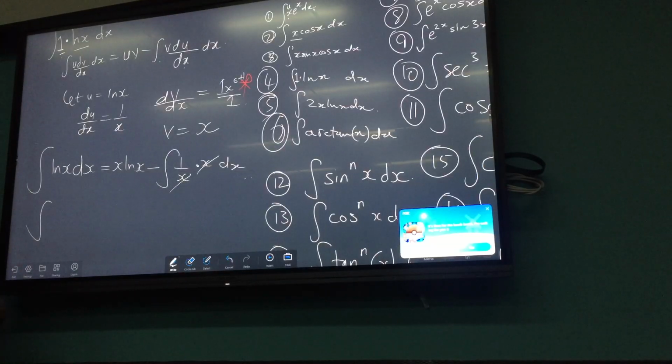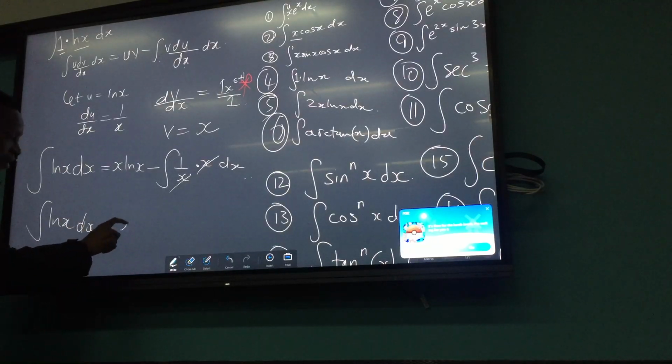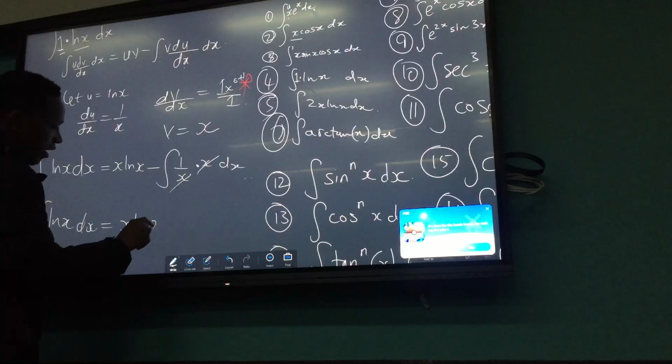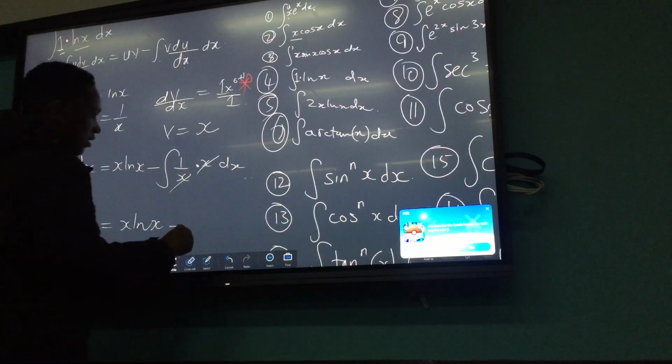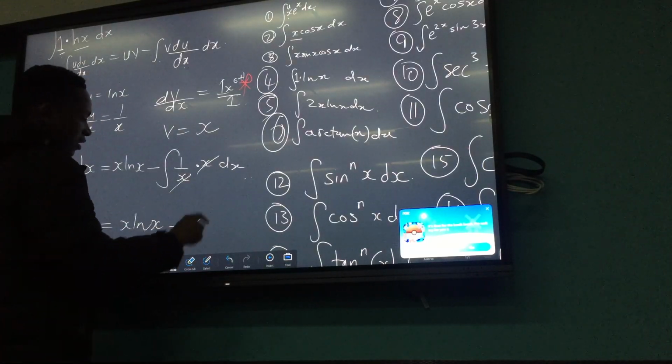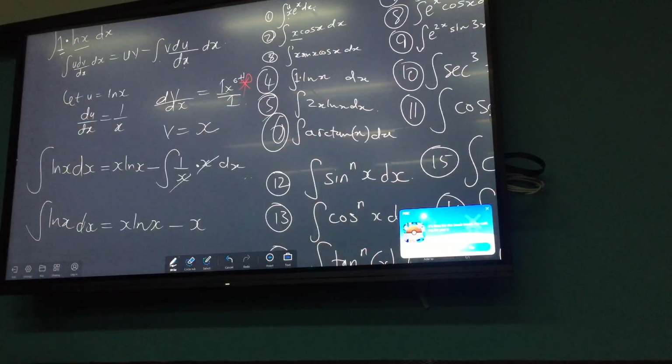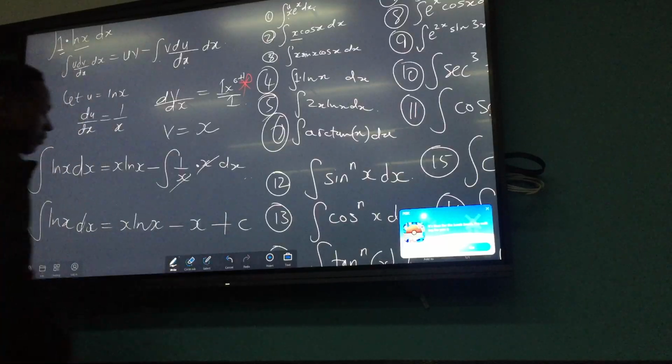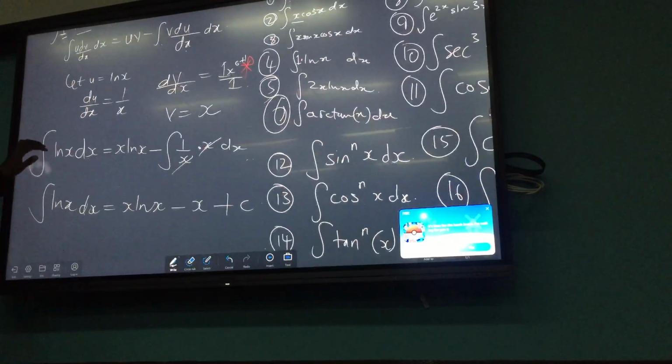So that will actually give us the integral of ln x with respect to x is equal to x ln x minus x, right? So it gives us something like this, plus a constant of integration c, because we don't have limits of integration.